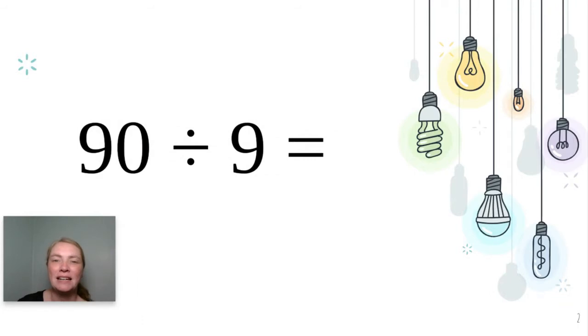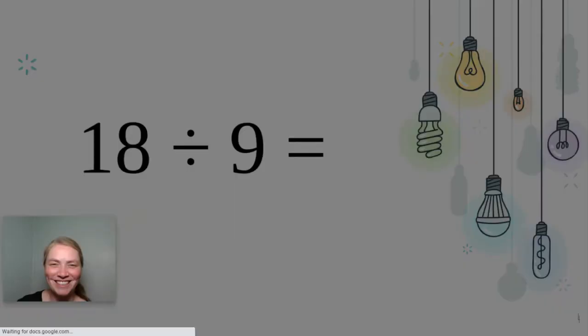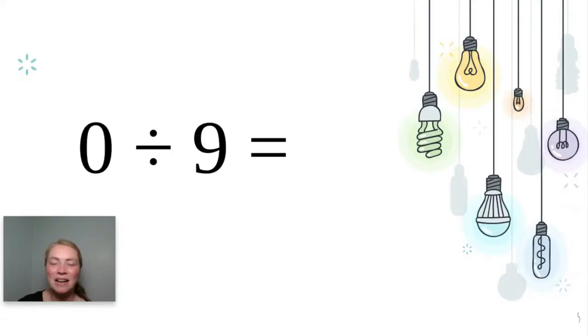90 divided by 9 is equal to 10. 54 divided by 9. Let's go, kids. You can say it. It's 6. 18 divided by 9 is equal to, did you say 2? I thought so. 0 divided by 9. That's equal to 0.